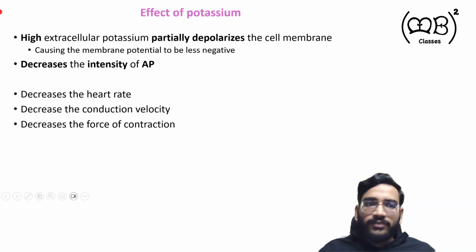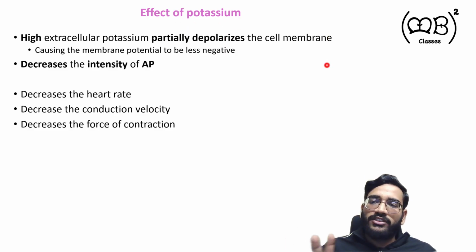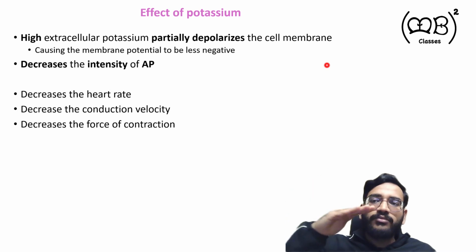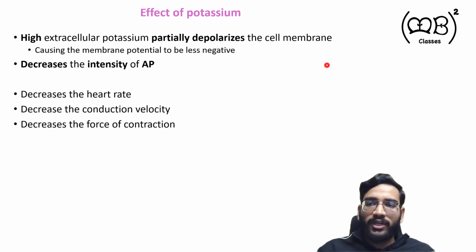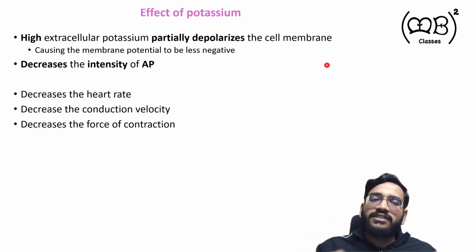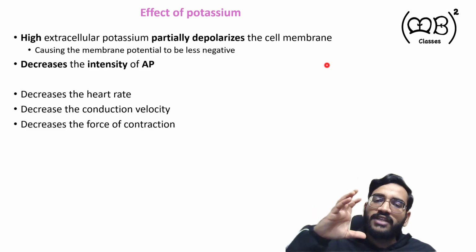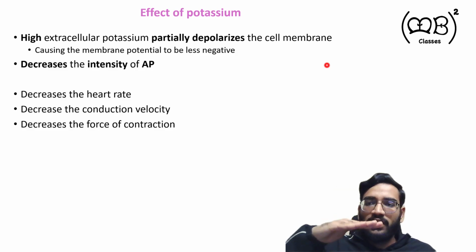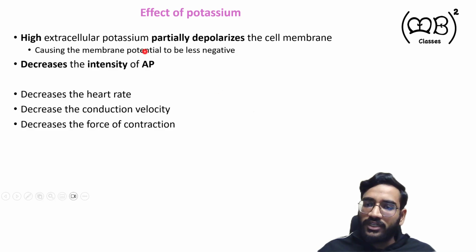Then the effect of potassium. High extracellular potassium will partially depolarize the cell membrane. Just as we saw in parasympathetic stimulation, there was increased permeability of potassium, which increased the efflux of potassium, making the membrane potential more negative, which was hyperpolarization. If there is high extracellular potassium, there will be decreased efflux of potassium, which will increase the membrane potential, partially depolarizing the cell membrane or making it less negative.